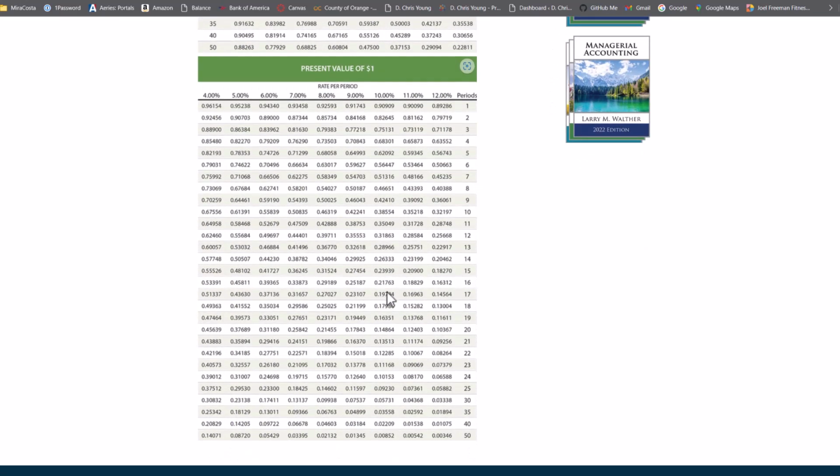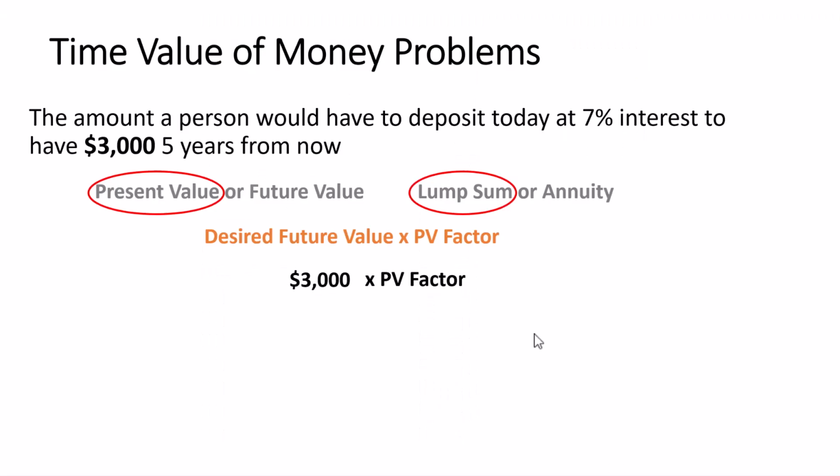I'm going to scroll down here. The periods switch over to the right-hand side when you're on this next page. Here's our 5 periods, and then I'm going to go across to 7%. Our present value factor is going to be 0.71299. Going back to my slides, I'm going to bring that down.